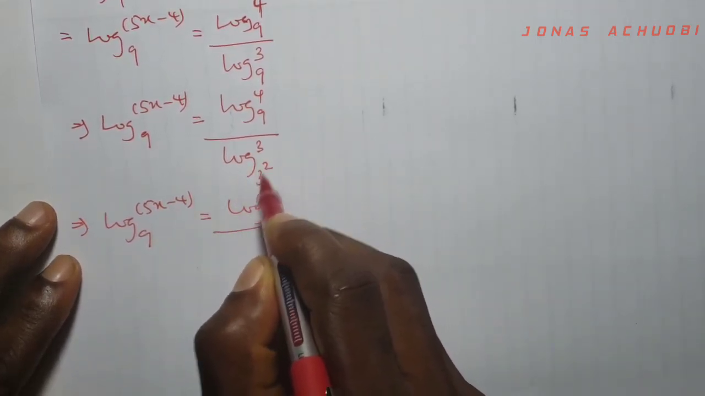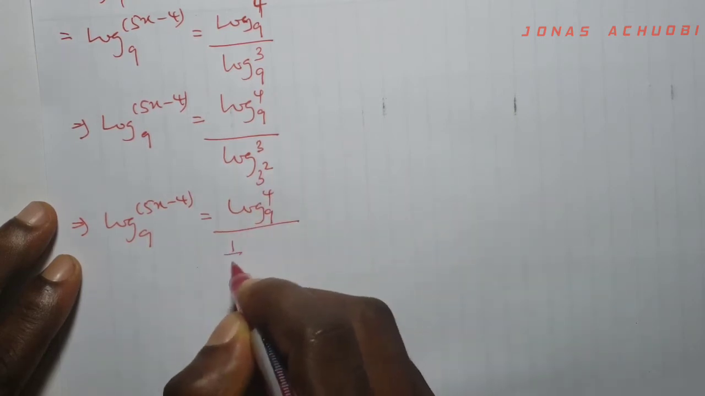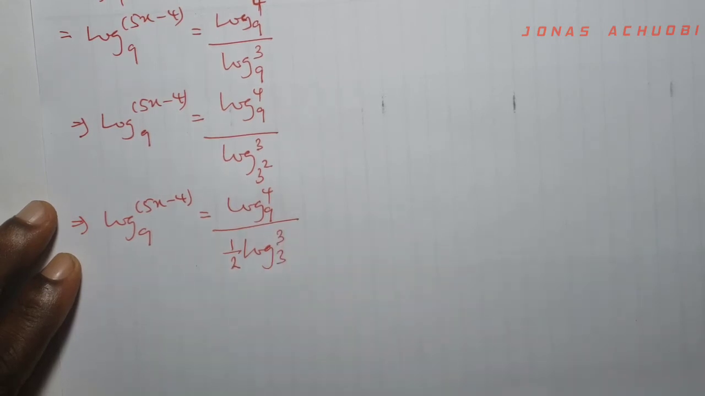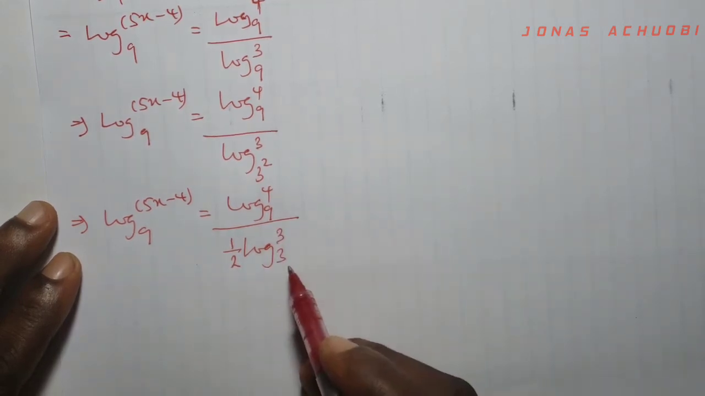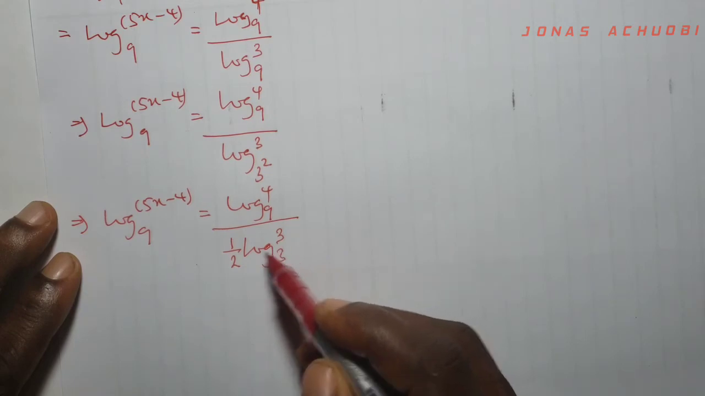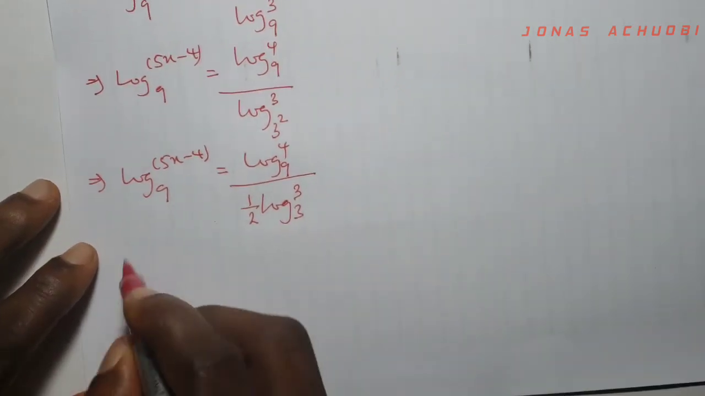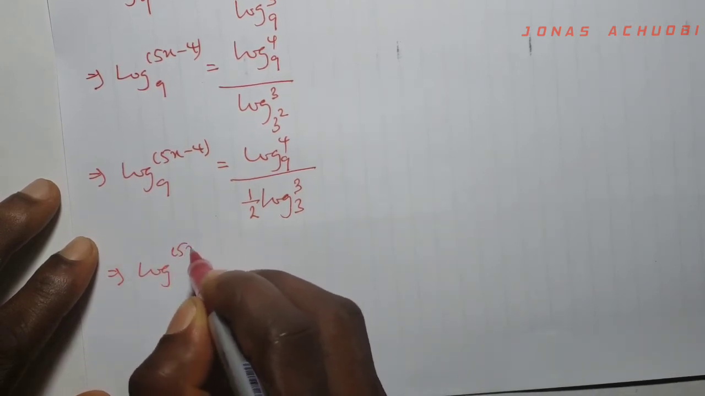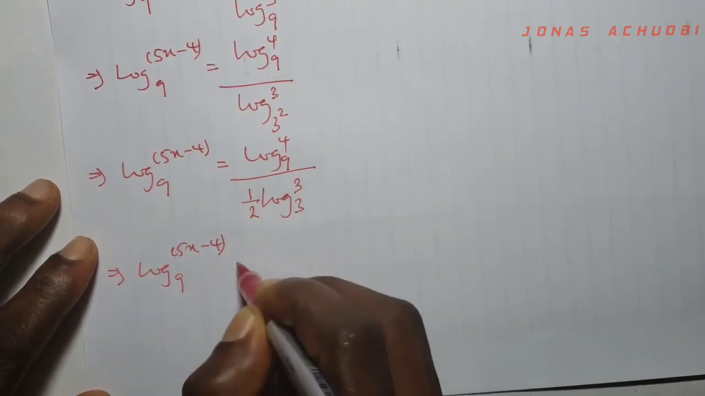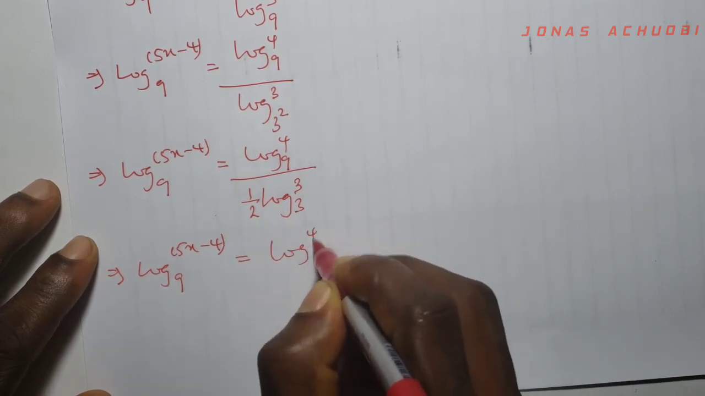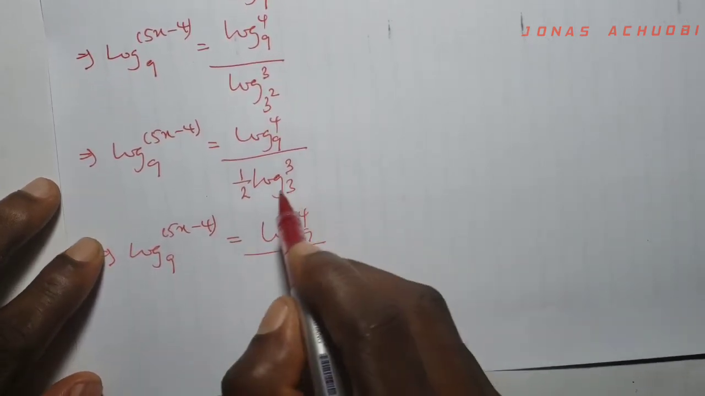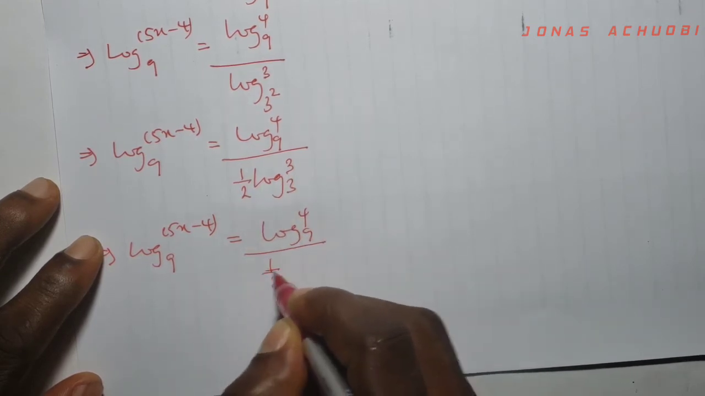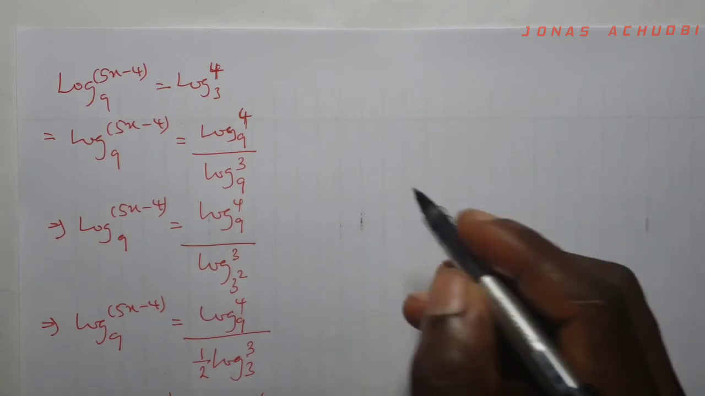Since my base is now having a power, I can pull the power out, 1 over 2, and write the log of 3 in base 3. What gave me this idea is because I've already seen log to the same base ahead. That's why I did this. So this becomes the log of 5x minus 4 in base 9 equal to the log of 4 in base 9 divided by log to the same base is 1. So 1 times half is 1 over 2, is half.